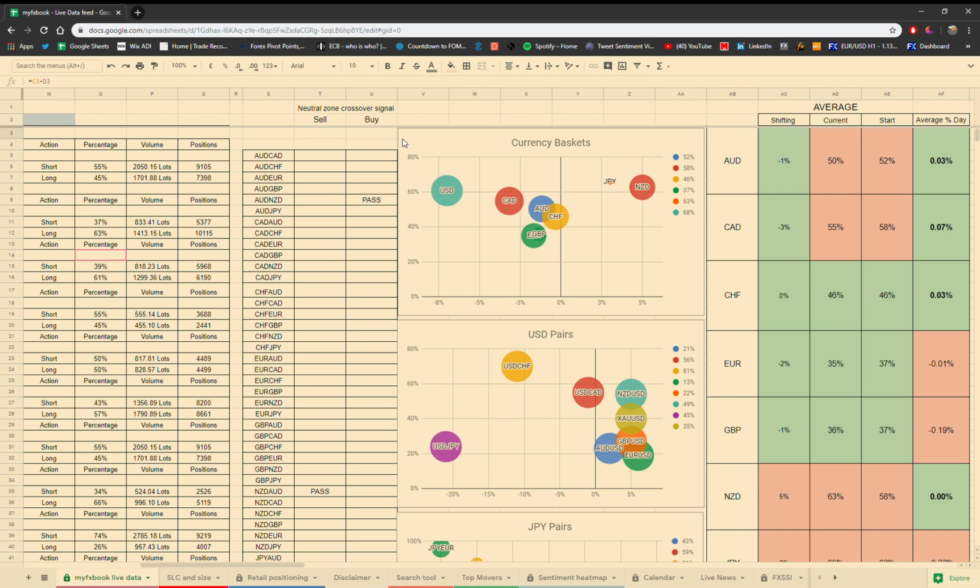This might be the first time you've seen the currency basket bubbles as well. I have made a video on this and how it works, and I've even talked about the psychology of it. What it really is, is that retail hold on to losses and cut their winners short. That's the premise behind everything: they make really bad trading decisions. That's why we want to do the opposite of the majority.